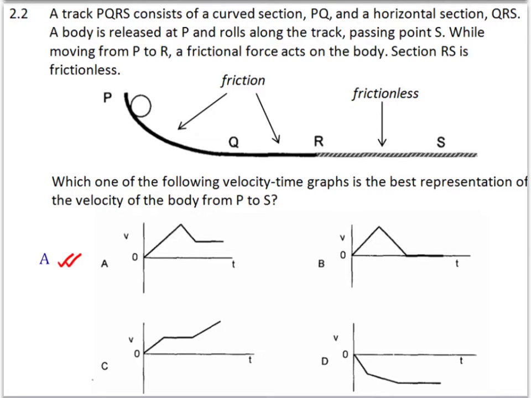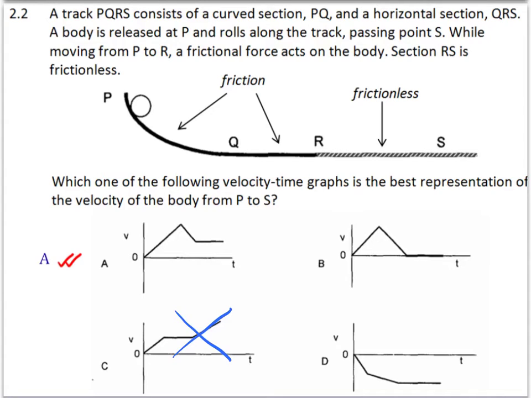Let's start looking at the section RS, which is frictionless and which is flat. Because it's flat, there will be no component of gravity parallel to the surface, and because there's no friction, there'll be no net force in the parallel direction. In which case, the acceleration is 0, so your velocity should be constant. This rules out C as an option, leaving you with A, B, and D.